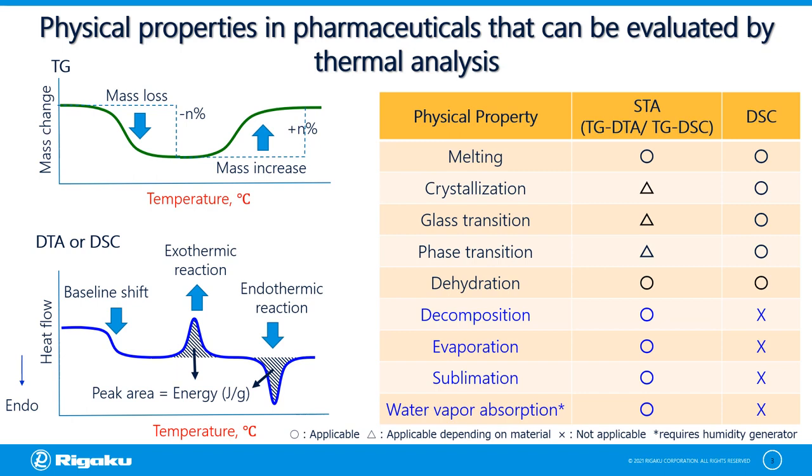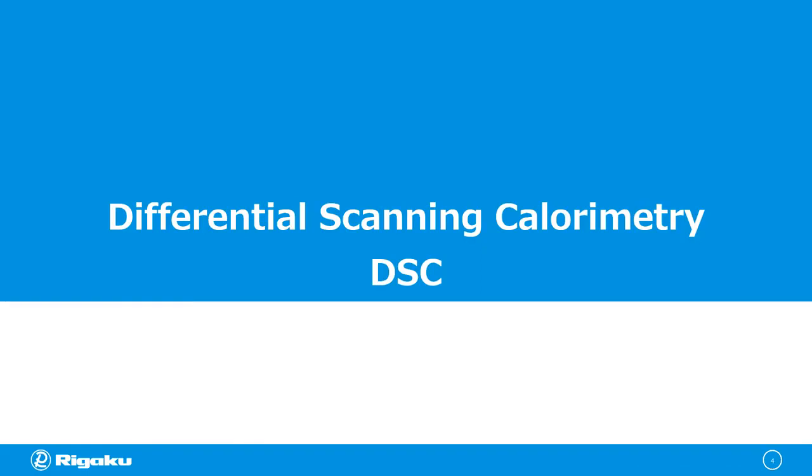Reactions such as melting, crystallization, glass transition, phase transition, dehydration can be measured by both STA and DSC. Other reactions such as decomposition, evaporation, sublimation, or water vapor absorption are recommended to be analyzed by STA. From this slide onwards, we will be introducing applications using differential scanning calorimetry or DSC.